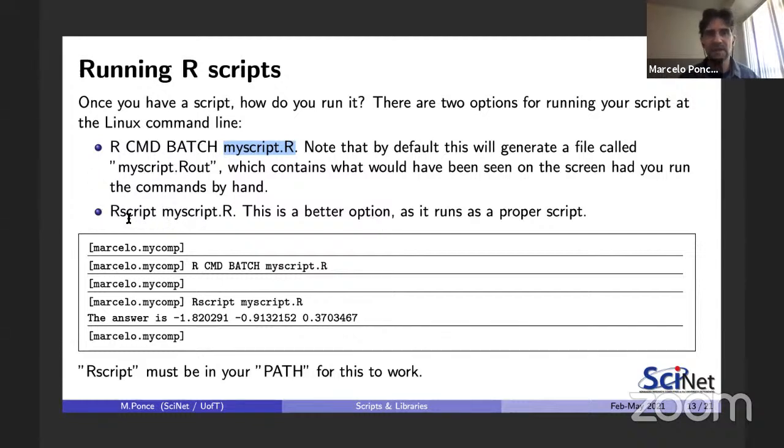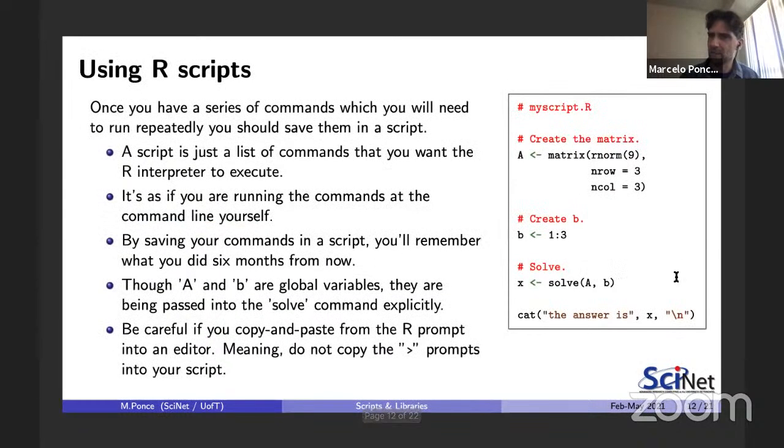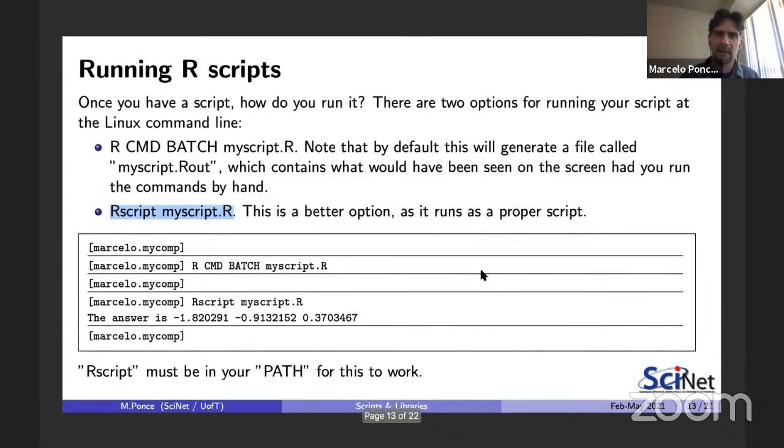Another way to do this is using Rscript myscript.r. So these are two equivalent ways to run this. And again, if we were looking at this example that we had before, running R CMD BATCH myscript.r will basically generate myscript.r.out. Or if you run Rscript myscript.r instead of R CMD BATCH, it will print on the screen what you were supposed to get.